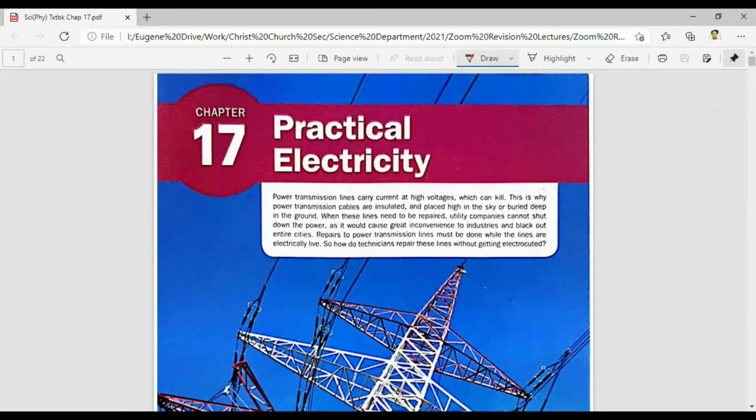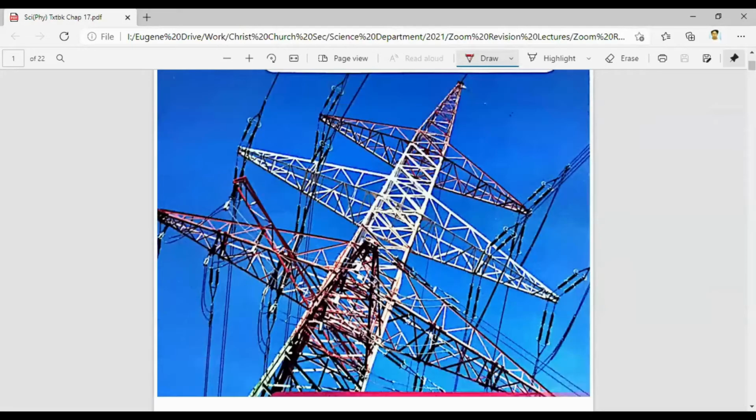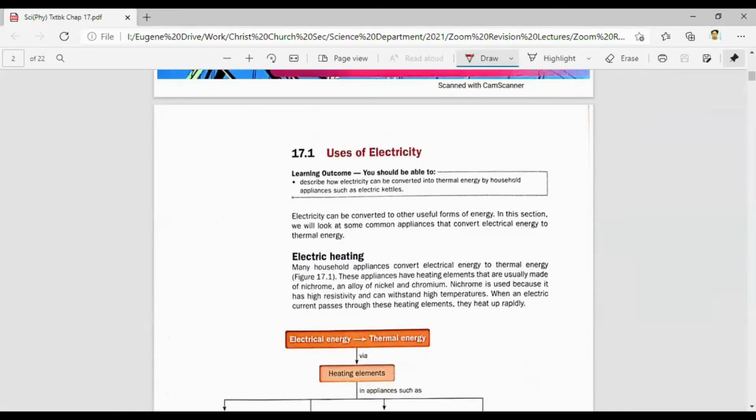Practical electricity. Okay, first up, uses of electricity. Every time I'll go through this learning outcome here, just to make sure that you understand what you're supposed to pick up from this particular section. So in 17.1, the key idea here is that you need to understand how electricity is actually converted to thermal energy. So the key idea here is electrical energy is converted to other forms of energy.